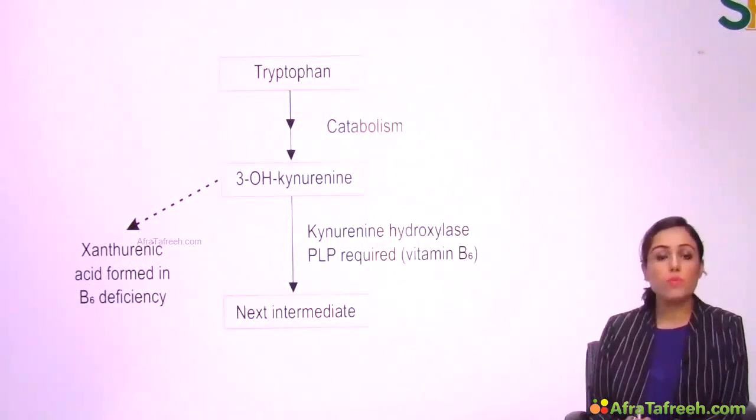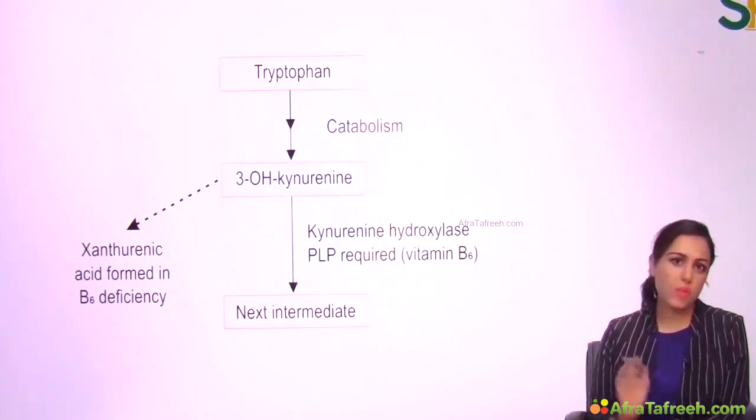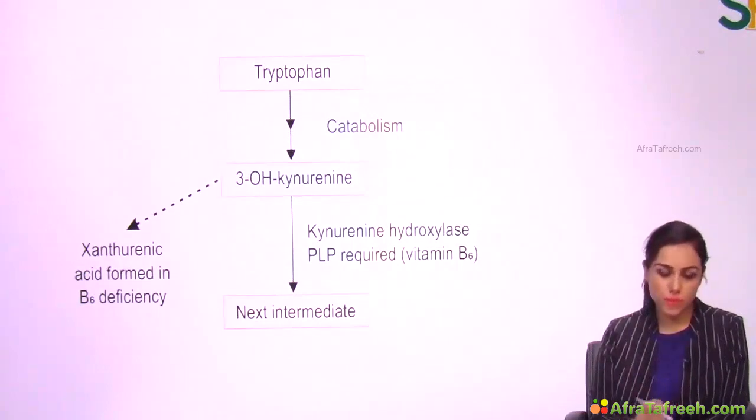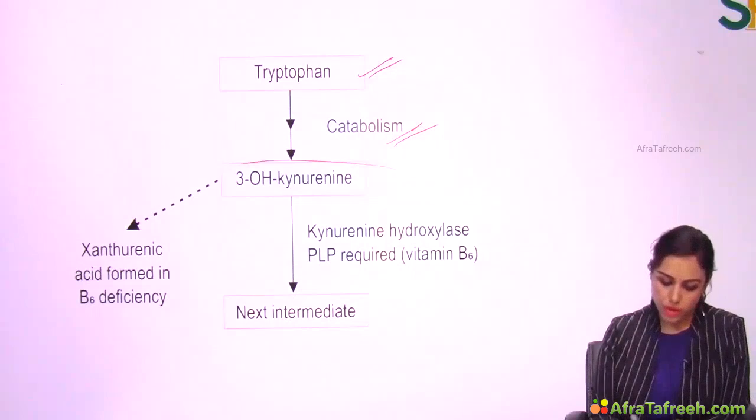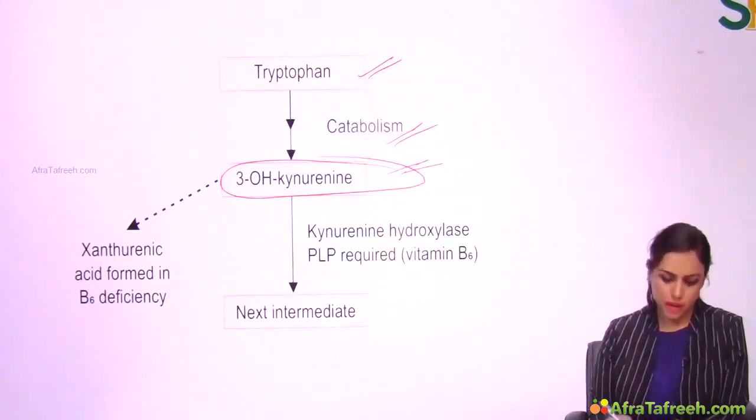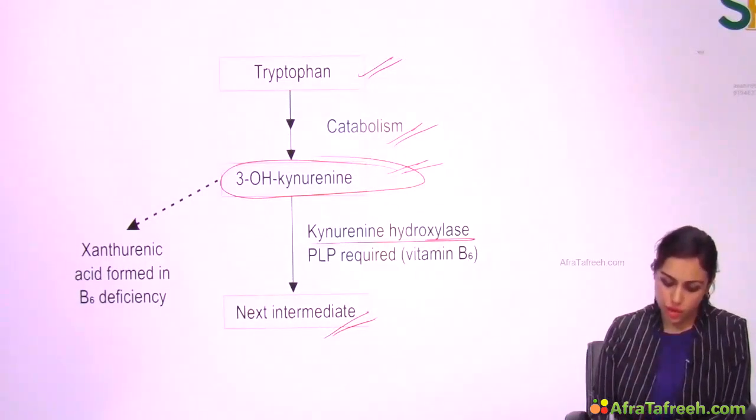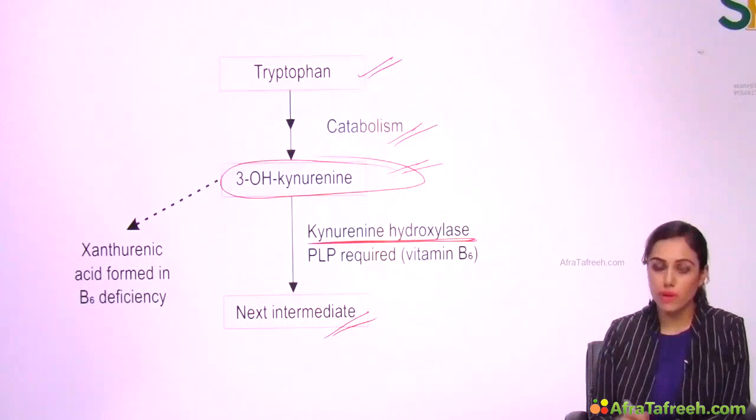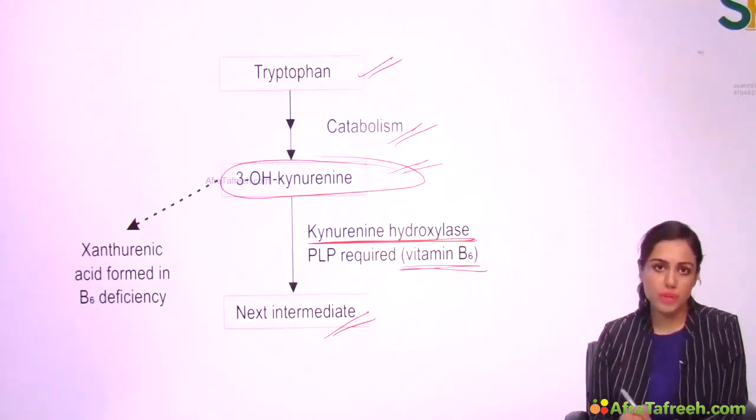Now coming to catabolism of this amino acid, tryptophan, I'm not going to take the detail of complex catabolic pathway, but only one clinical thing which is required, that we'll be doing here. During tryptophan catabolism, there is one intermediate formed, that is 3-hydroxykynurenine. After that, next intermediate is formed, right? But in this reaction, kynureninase enzyme is required, which requires vitamin B6, that is pyridoxal phosphate, PLP.